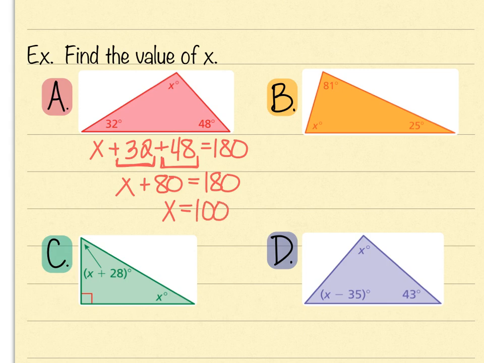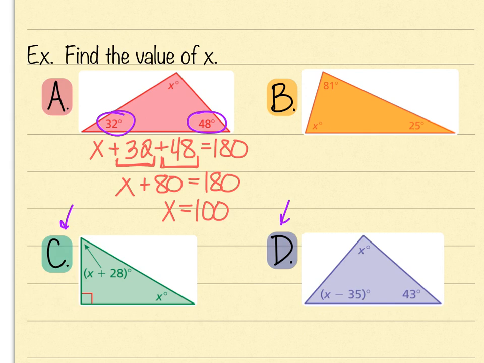Now, I know that seemed like extra work, and some of you may have just said, why don't I just take a calculator, do 180 minus 32 minus 48? And that works. But it's not going to work for problems down here like example C and example D. So I like using methods that always work, and so we get x equals 100.